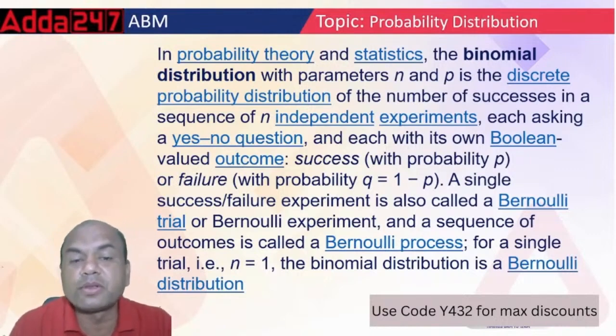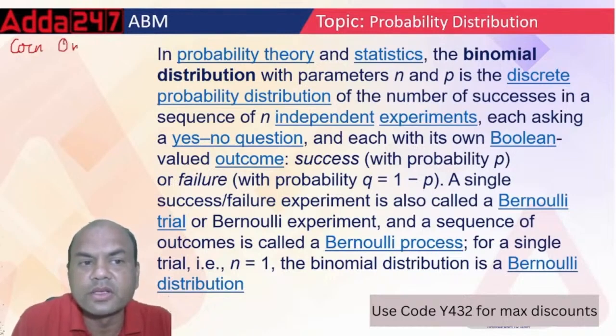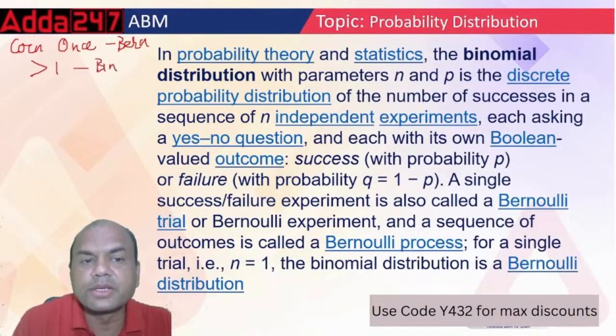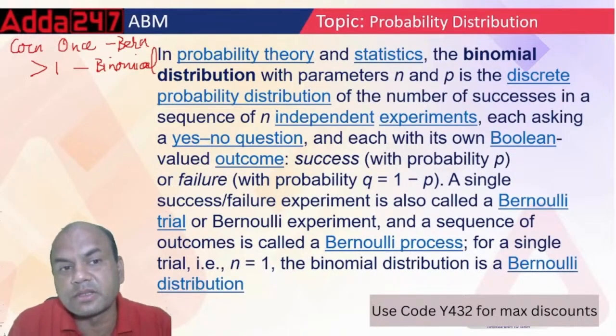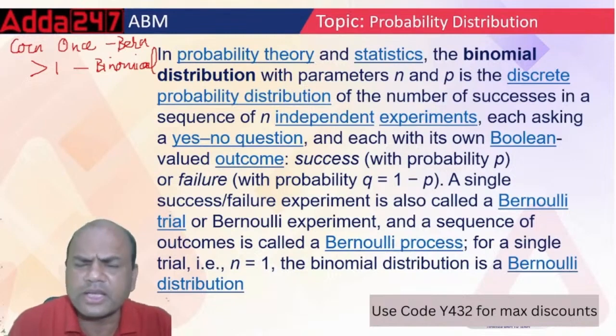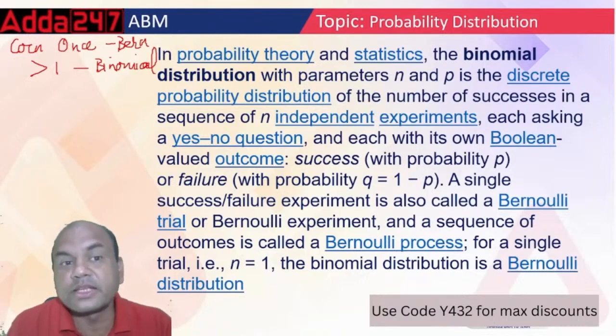Now I'll explain it in simple words. What does it mean? When I toss the coin only once, then it is Bernoulli. When I toss it more than once, greater than 1, then it becomes binomial. So basically the logic is, if I go on repeating the Bernoulli distribution for n number of times, I'll get binomial. That is the basic logic. Remember that much only. Each trial is independent in binomial because each trial is Bernoulli.